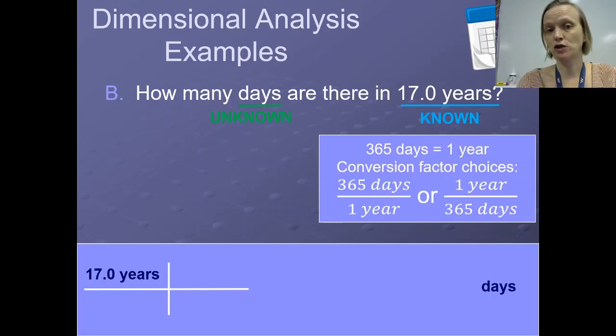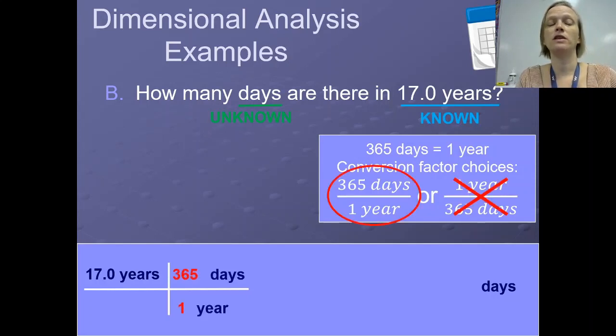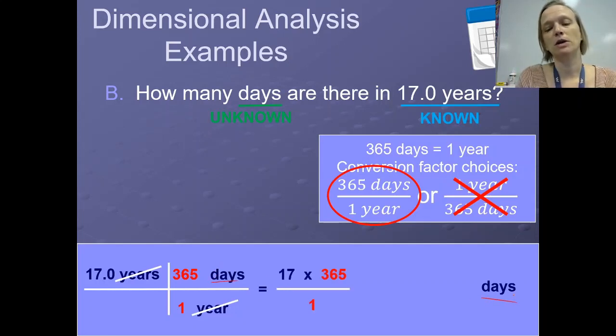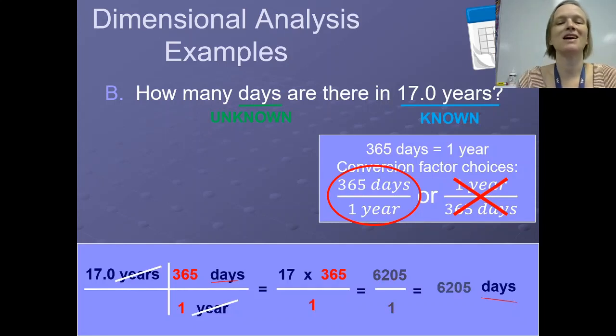And so we have 2 choices for the conversion factor. We can have the days on top and the year down below, or the year on top and the days down below. I want to have the years down below so that the years cancel out when I get to step 4. Check to make sure that my old units divide away and I'm just left with my new units of days for my final answer. And then I do the multiplication and division. 17 times 365 divided by 1. I end up with 6205 divided by 1. So 6,205.